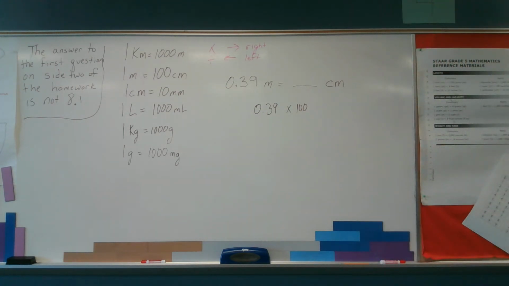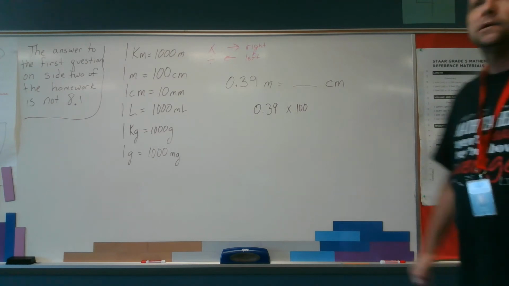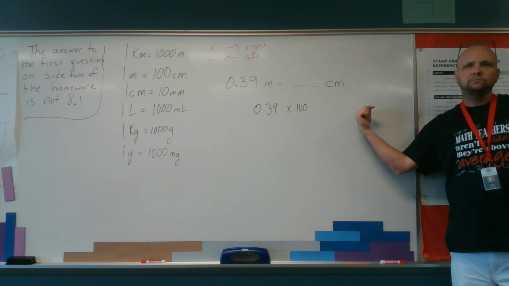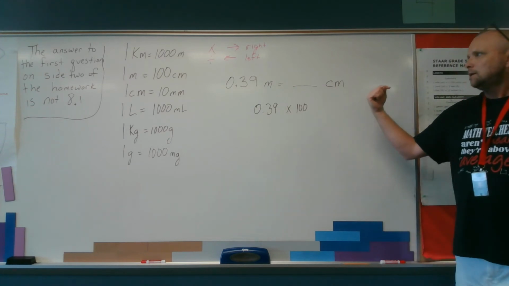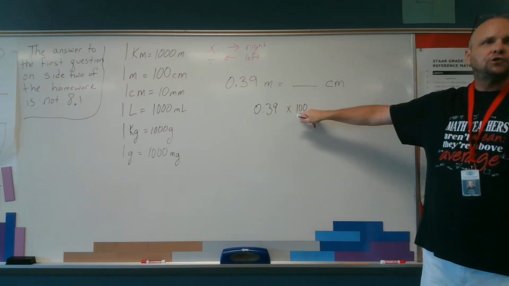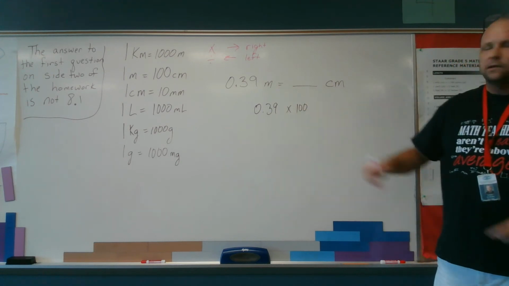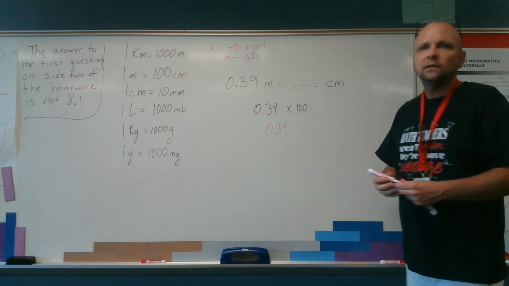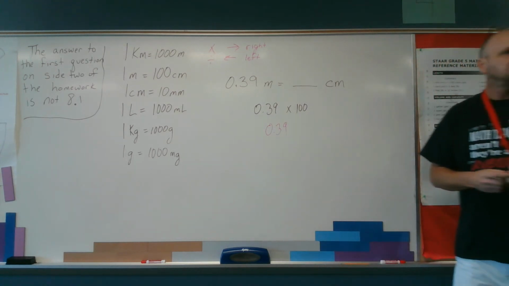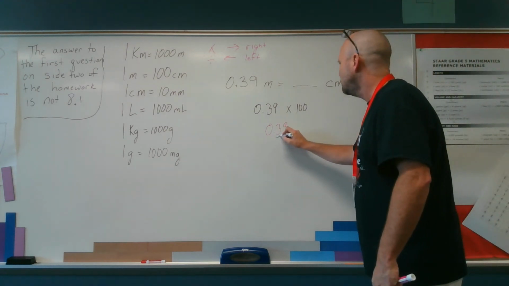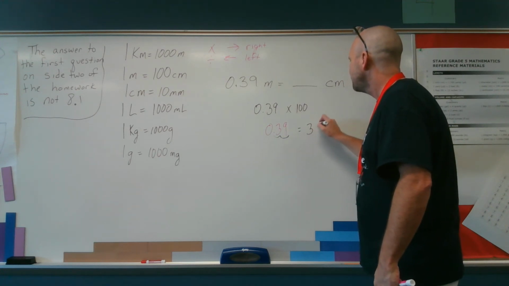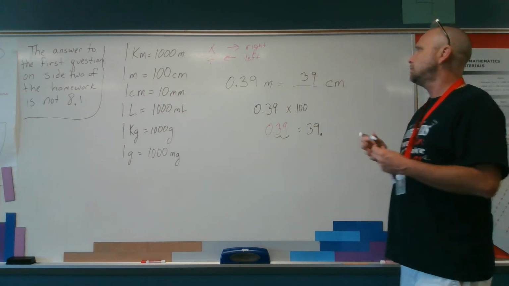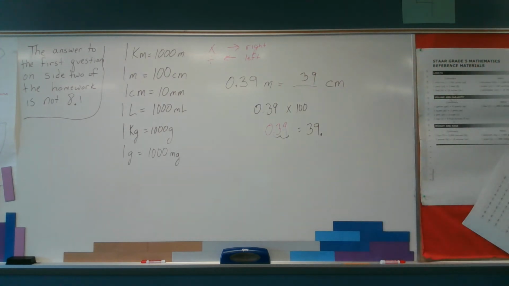And we have said that when we multiply, my decimal point moves to the right. And it's going to move to the right 2 places. So if I make 0.39, and I have to move my decimal point to the right 2 places, 1, 2, then 39 hundredths of a meter equals 39 centimeters.